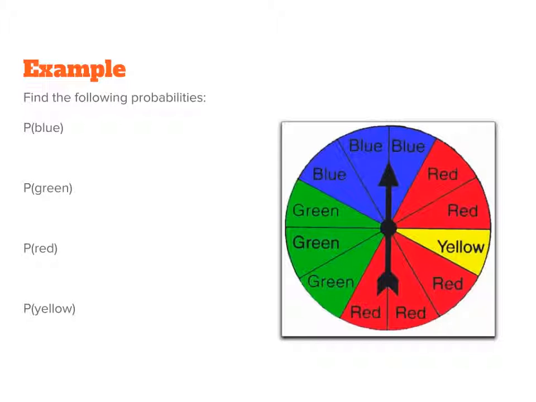Go ahead and pause the video and do all 4 of these probabilities on your own. Make sure to find the total first, and then hit play and see how you did.